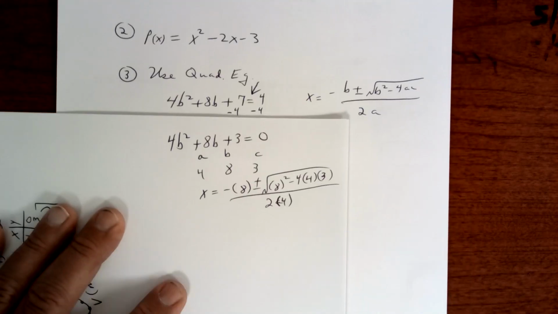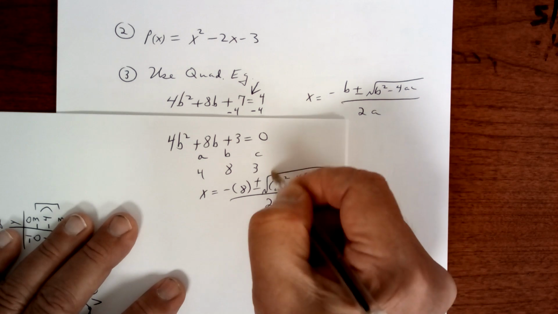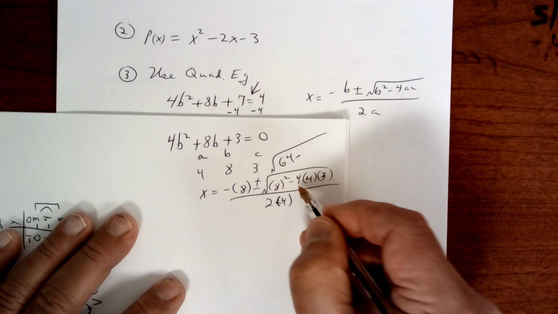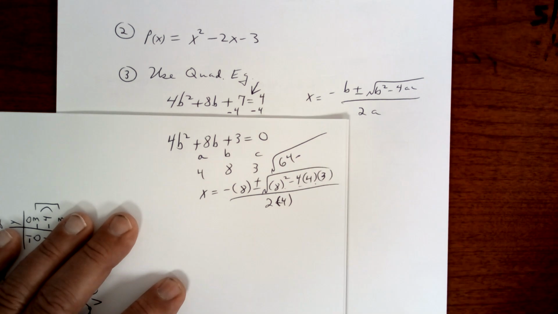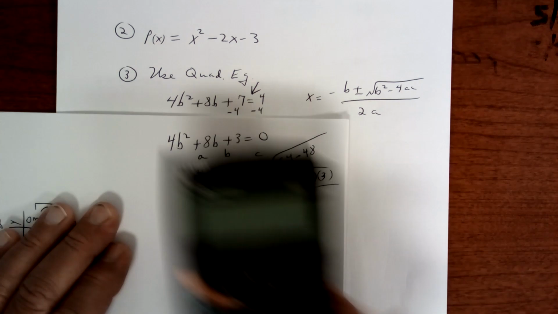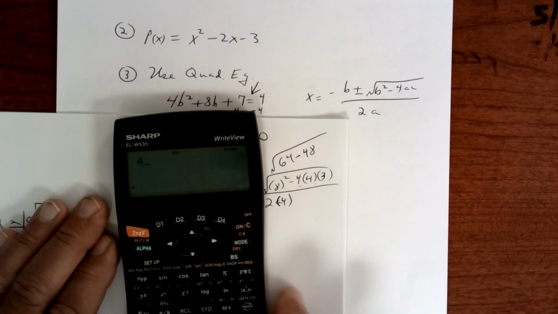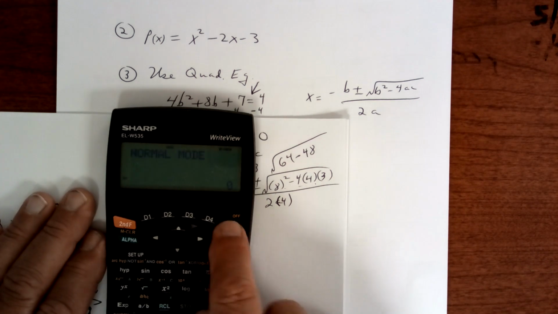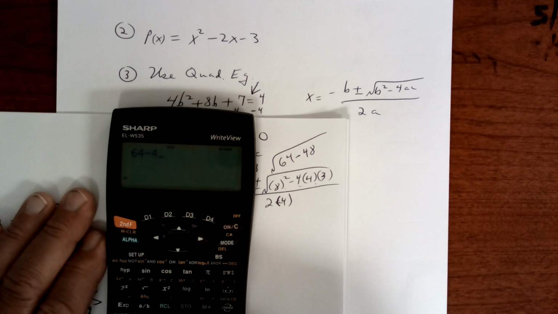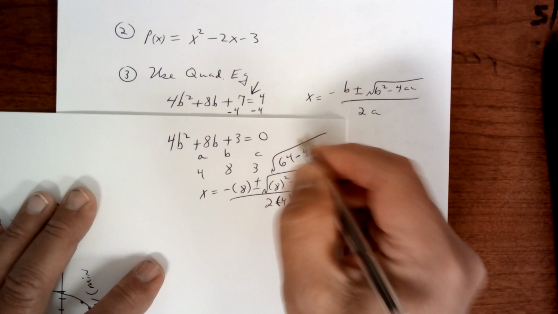You might say, well, I need some help with that. Okay, well, 8 times 8 is 64. This right here is 1 negative. 4 times 4 is 16, and 16 times 3, I think, is 48. 64 minus 48. Get your calculators out. So 64 minus 48. I get 16. Well, the square root of 16 is 4.